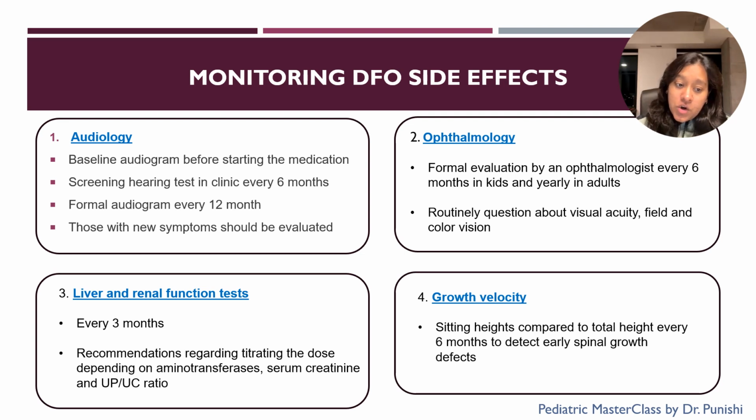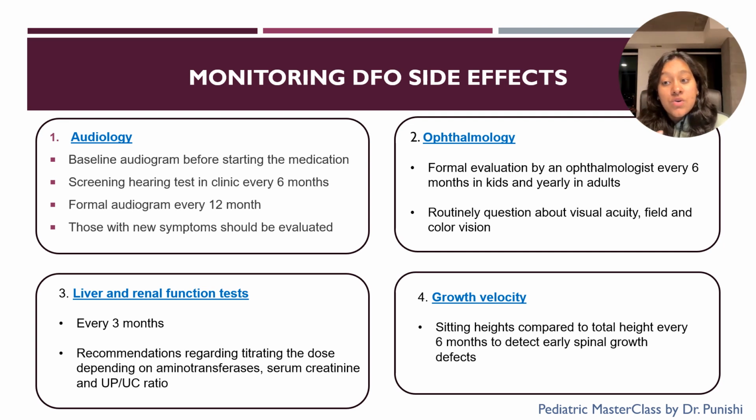So with respect to audiology, a baseline audiogram is a must before starting the medication. And then every time they come for repeated transfusions, a screening hearing test should be done every 6 months. A formal audiogram is a must yearly. And every time they come for transfusion, you should always ask them for any hearing complaints, any tinnitus, any ringing in the ears, or decreased hearing, etc. So any new symptom that they develop with respect to the hearing should always be evaluated.